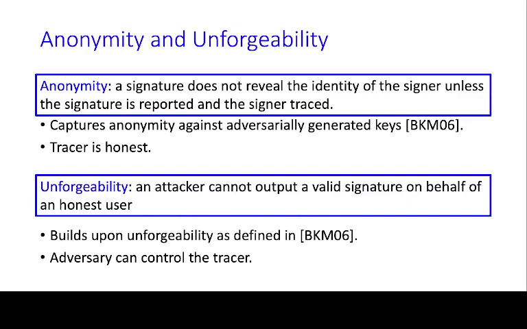Then we have unforgeability, which requires that an attacker cannot output a valid signature on behalf of an honest user, even if an attacker can trace the identity of signers through the report and trace functionality. Our formal unforgeability notion extends unforgeability for standard ring signatures by requiring that unforgeability holds even if the adversary controls the tracer.